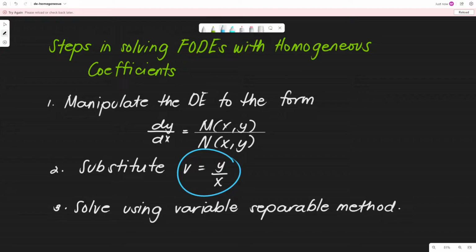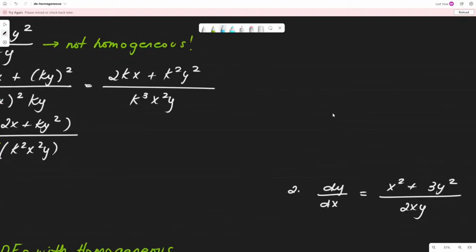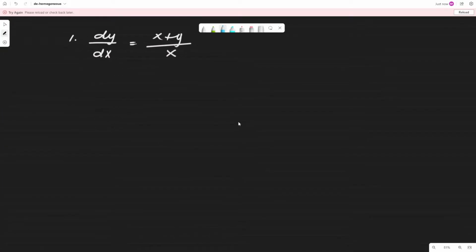Then, kapag na-substitute na natin lahat ng kailangang i-substitute, we can now actually solve the differential equation using variable separable method. So, we just manipulate it. Okay, so, let's try. We have here our first example.